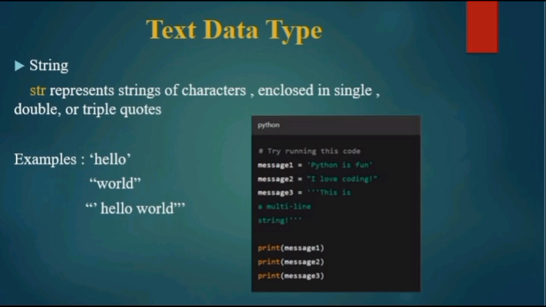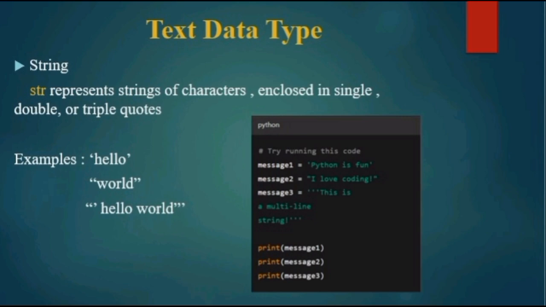Triple quotes are special because they let you write strings that cover more than one line, just like writing a paragraph. Let's look at some examples: 'hello' uses the single quotes, "world" uses the double quotes, and hello world uses the triple quotes. All three are valid strings in Python. They all mean the same. It's just text stored in a special way.